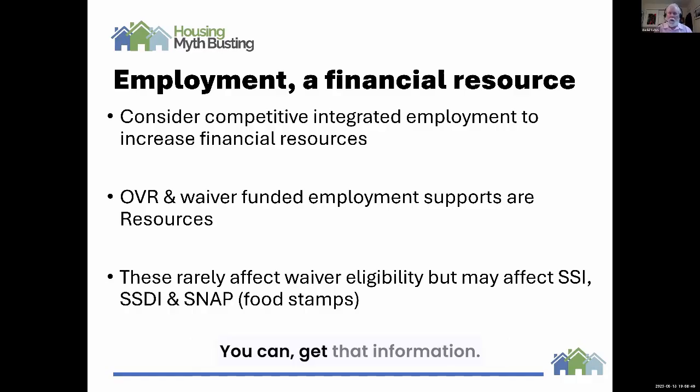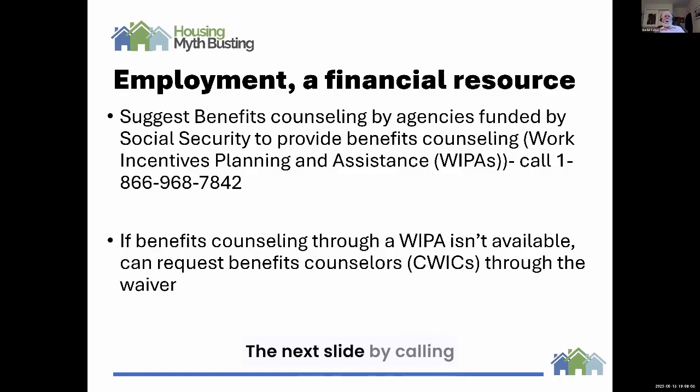You can get that information, I believe it is, here we go, the next slide, by calling the Social Security Administration. Now, there have been significant cuts in staff in the Social Security Administration, if you've been following the news. So I hope there's still somebody there to answer the phone, but that is the phone number. If benefits counseling isn't available through the Social Security agencies, you can ask for that through the waiver, and the Certified Work Incentive Counselors, CWICs, are available through the waiver if you can't get it through the Social Security Administration funded agencies.